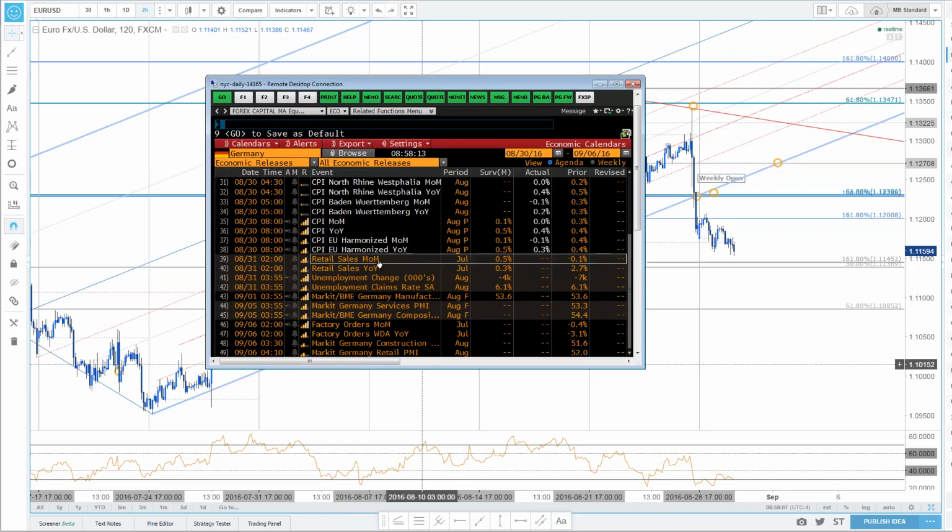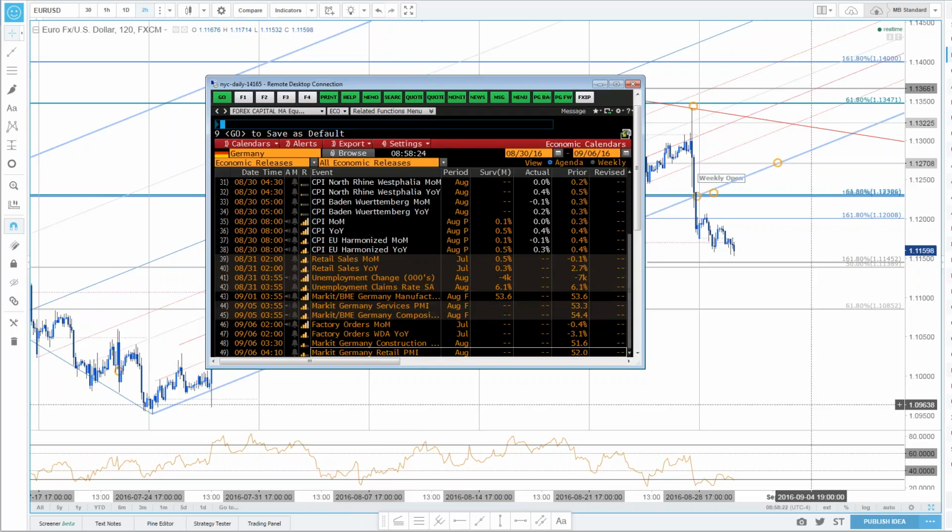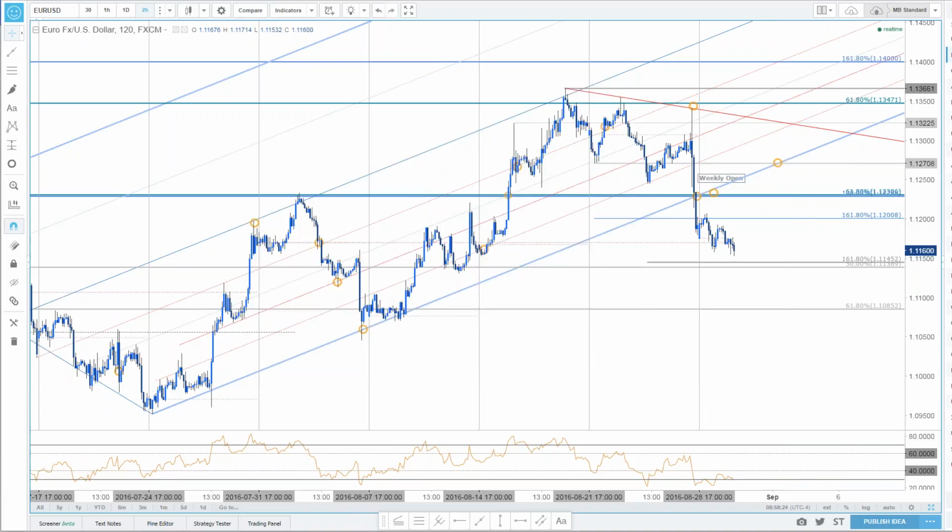German retail sales is also on tap tomorrow. Expected to see a slight bounce back on a month-on-month basis. Really, really weak print for the year-on-year. Again, these are going to be marginal prints, guys, as far as price action for the euro, but something to keep in mind if you're in a trade heading into that event risk.